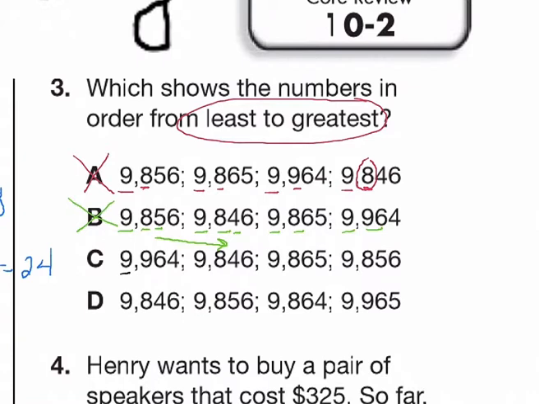We have 9, 9, 9, 9. Okay. All the same. We have 9, 8, 8, 8. Oh, that one's going down. I'm not supposed to go up. I'm supposed to go up from least to greatest, so that's not good.